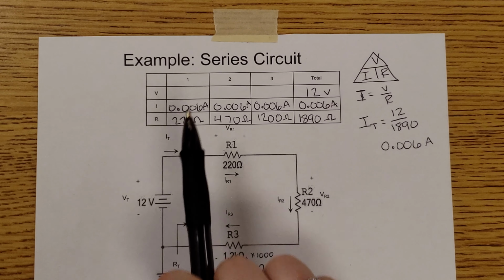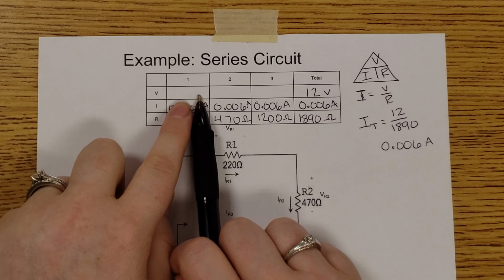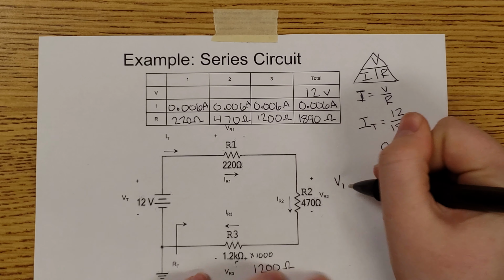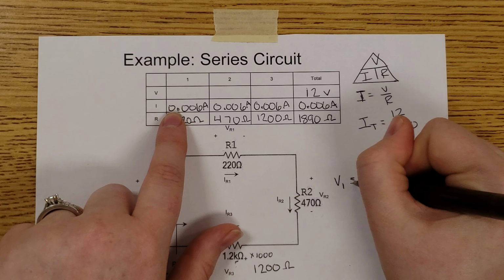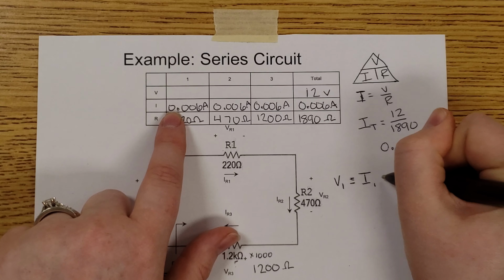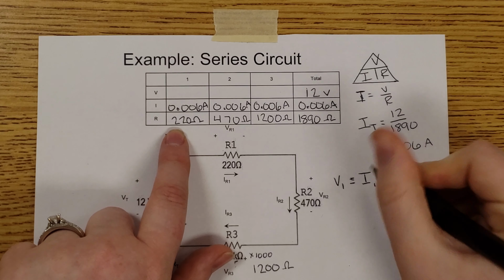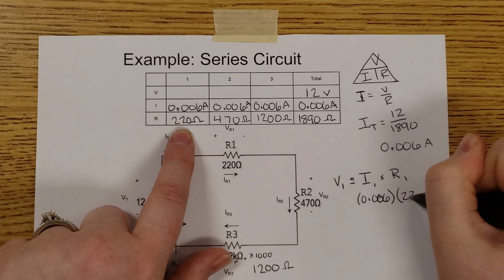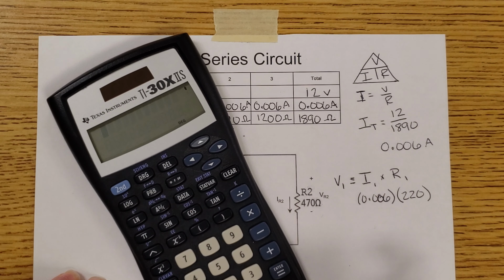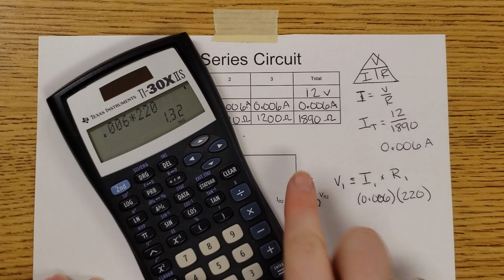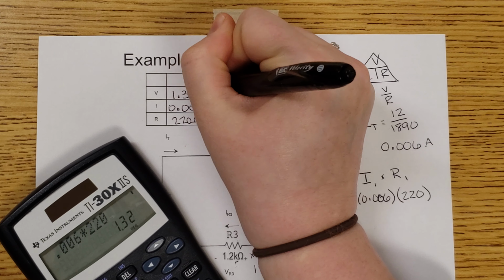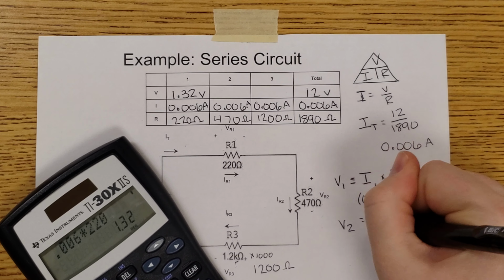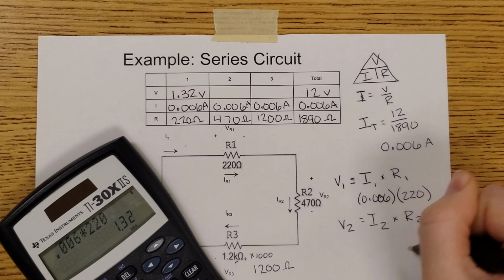Okay, now I can use Ohm's law again to find the voltage. So when I'm finding voltage, cover the V, I'm left with I times R. So I've got voltage 1, because I'm looking in the first column, equals current 1 times resistance 1. So I'm going to take 0.006 times 220. And get 1.32 volts.